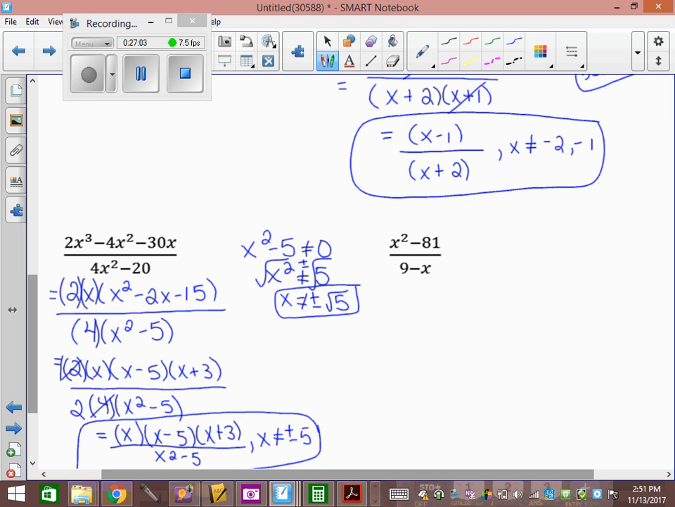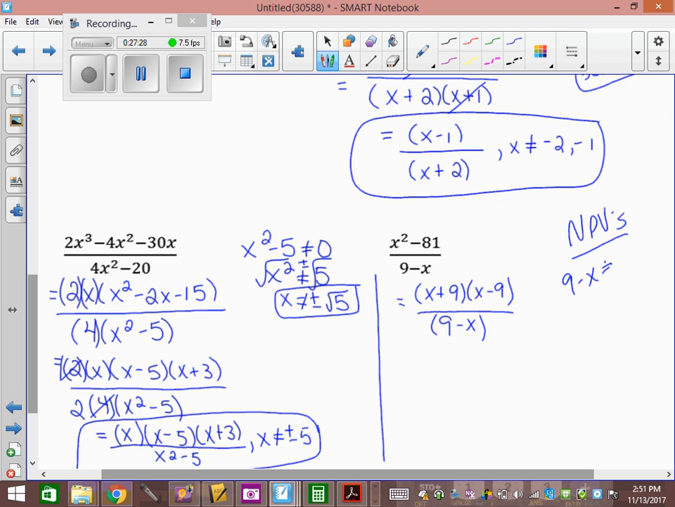There is a trick to the last one here. So x squared minus 81 is a difference of squares. In the top, you're left with x plus 9, x minus 9. And in the bottom, you have 9 minus x. So to state NPVs, we go 9 minus x can't equal 0. 9 can't equal x. I can just move the x over instead of the 9.